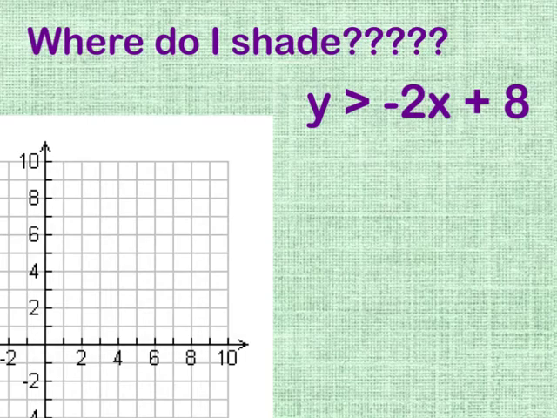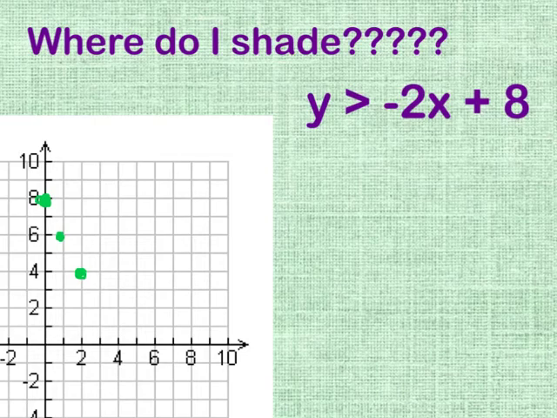Let's go ahead and try another one. Here we have the equation y is greater than negative 2x plus 8. Again, this looks like y equals mx plus b. In this case, my b, or my y-intercept, is 8. My m, or my slope, is a negative 2 over 1, so I'm going to go down 2, right 1, down 2, right 1.